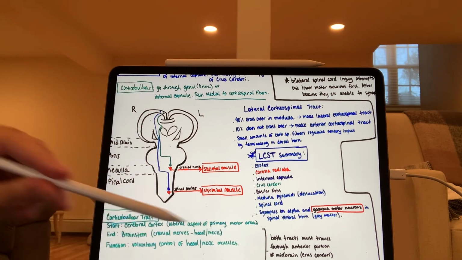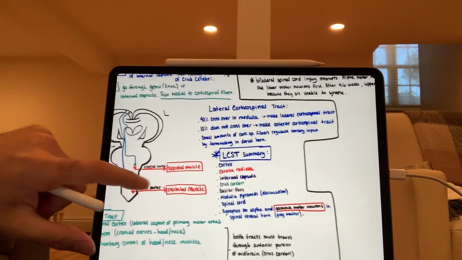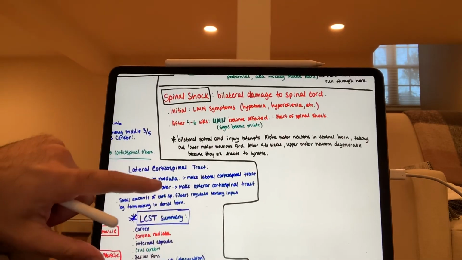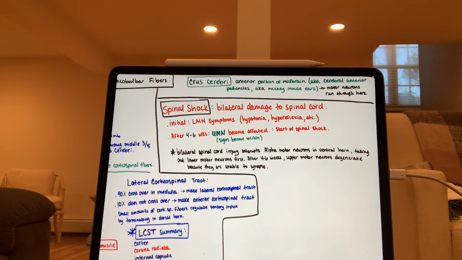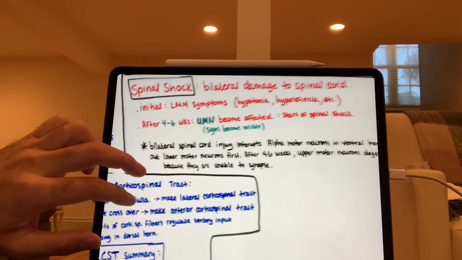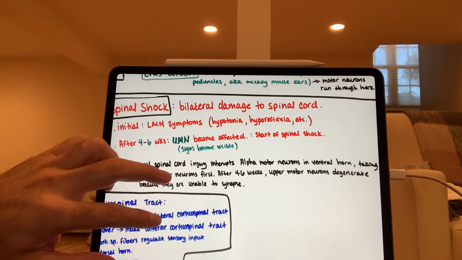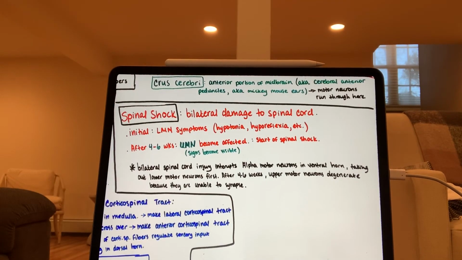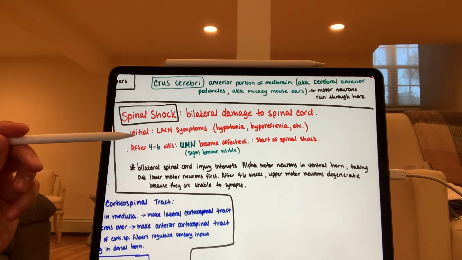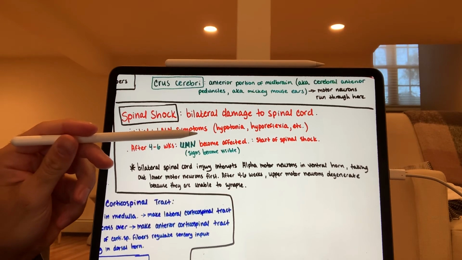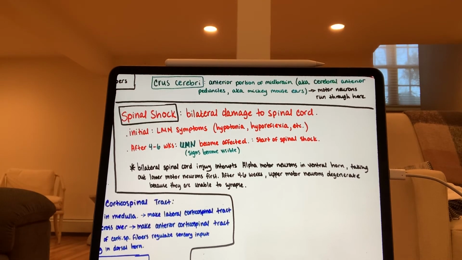We said both of these tracts go through the anterior portion of the midbrain, also known as the crus cerebri, and then this is our last thing that we mentioned, which is spinal shock. Spinal shock occurs by bilateral damage to the spinal cord. So the spinal cord has to be damaged on both sides, and at the initial phase before spinal shock really occurs, you have damage to your lower motor neuron. So you're going to see lower motor neuron symptoms first.